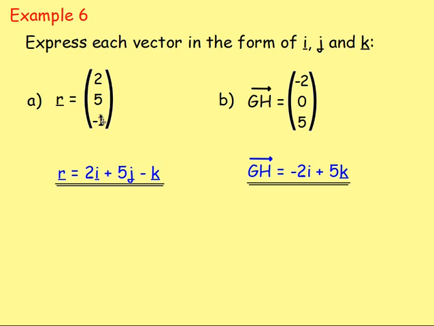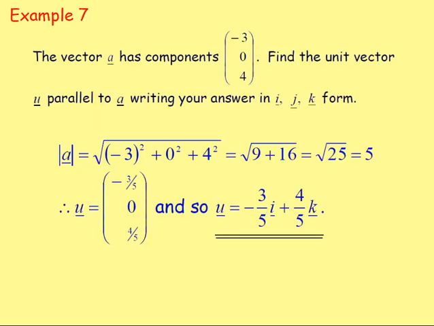Express each of these in the form i, j and k. To do this, you have r and you've got gh. To do that, really you're wanting to take these values here. That will be the coefficient of i, that will be the coefficient of j, and this number here, the negative 1, will be the coefficient of k. And very similar for this example.